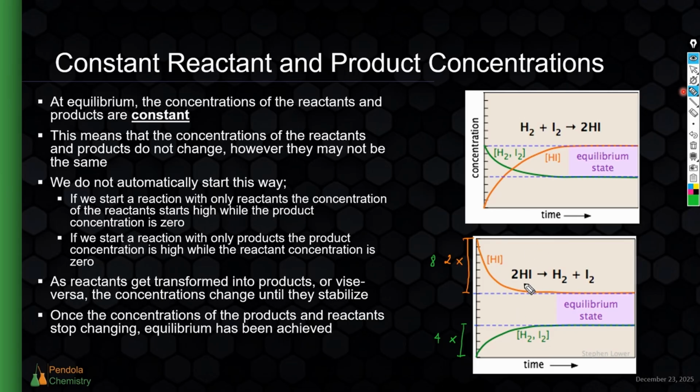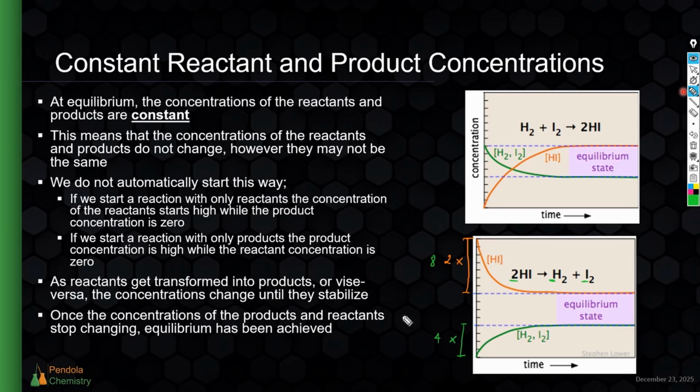Why is that? Well, that's because of the coefficients. If we look at the coefficients, we have a 2 in front of the HI, a 1 in front of the H2, and a 1 in front of the I2. Meaning that we are going to use up HI twice as fast as we are going to create H2, or vice versa. That's why the concentration changes are twice as much for HI than they are for H2 or I2 individually.